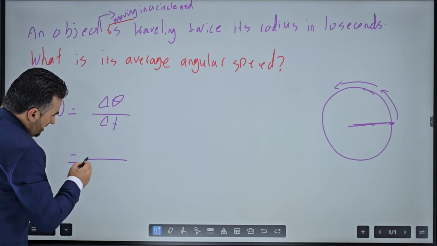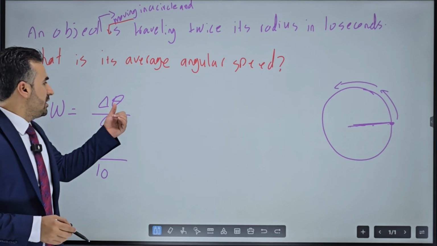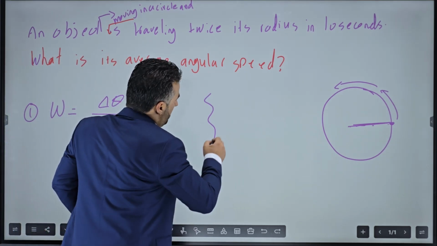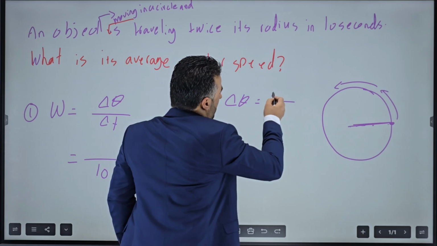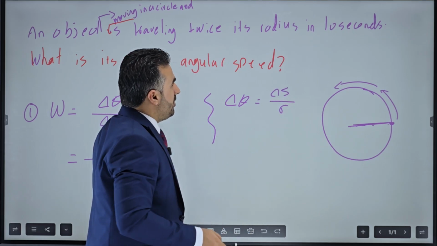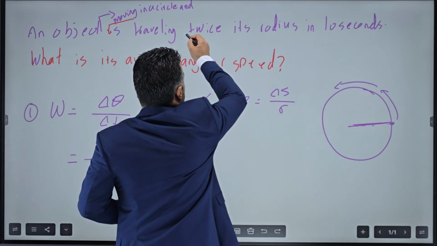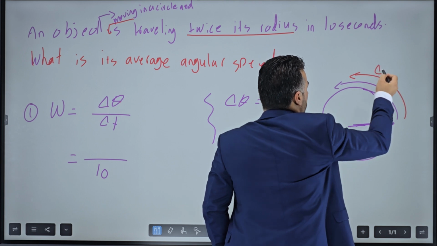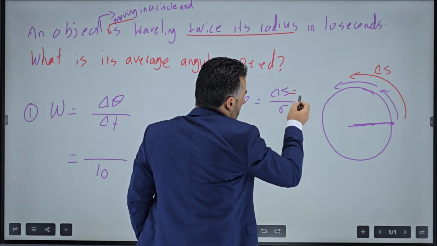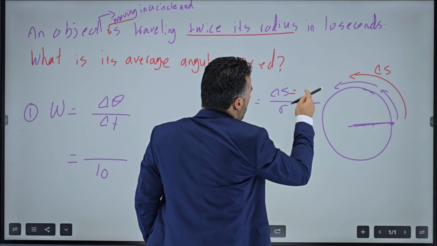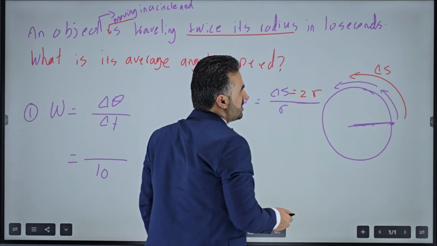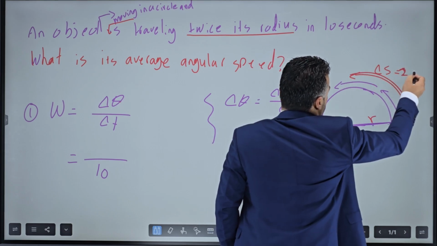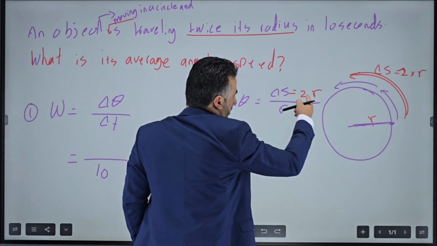So what is the time given? It says 10 seconds. Okay, but do we know the angular displacement here? The answer is no. But can I find it? The answer is yes. Angular displacement is equal to the arc length divided by the radius. But if you've noticed, I said the object is traveling twice its radius. When it says traveling, isn't that the arc length here? Yes, so I can say now, this arc length is equal to what? It is equal to twice its radius. Can I say 2 times in this case? Twice, whatever the radius is, this distance here is going to be 2 times that radius. So instead of the arc length, we'll just write 2r.